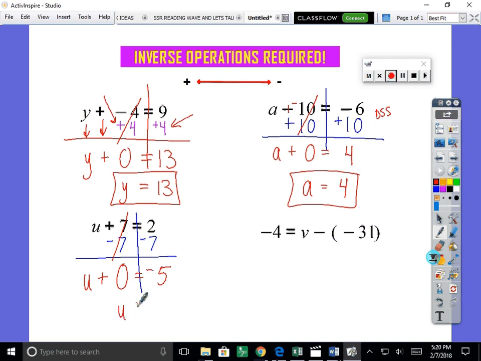And I might do a rewrite step here just to get this cleaned up a little bit. I could tell you u equals 5. That's a good final answer.